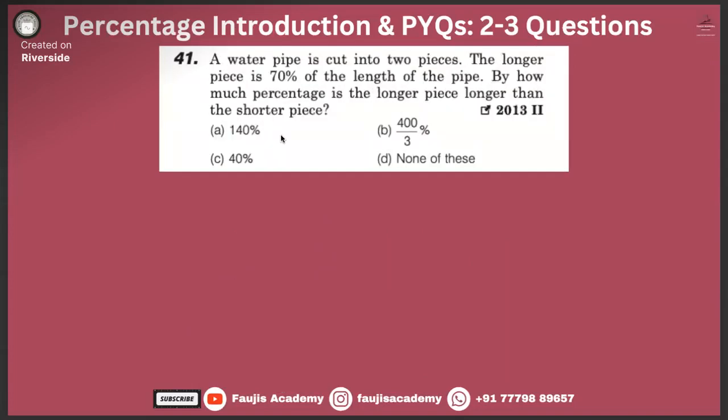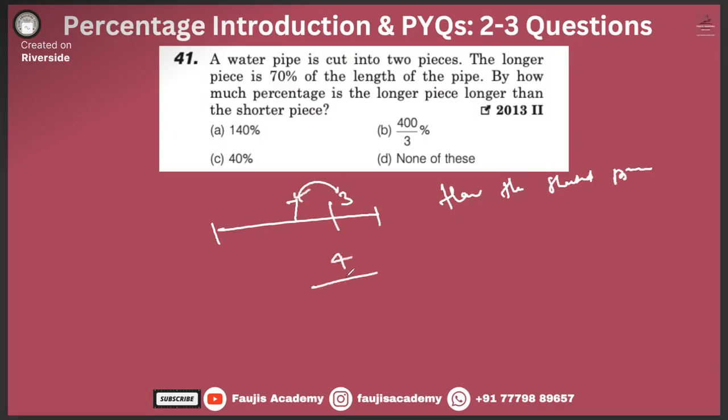A water pipe is cut into two pieces. The longer pipe is 70% of the length of the pipe. By how much percent is the longer pipe longer than the shorter piece? Than the shorter piece. Okay. It is 7, it is 3. How much bigger is the bigger one? It is bigger by 4 units.